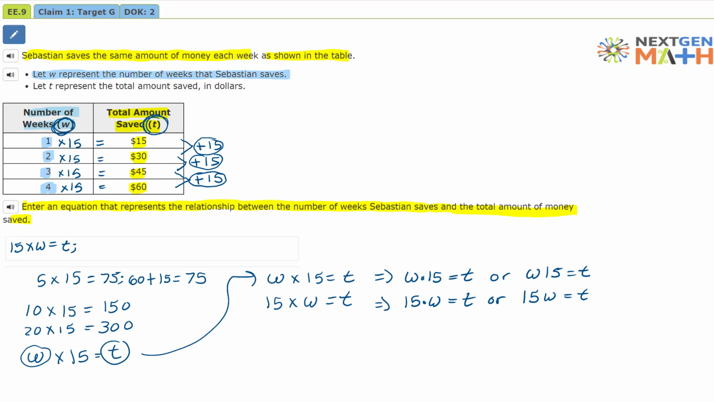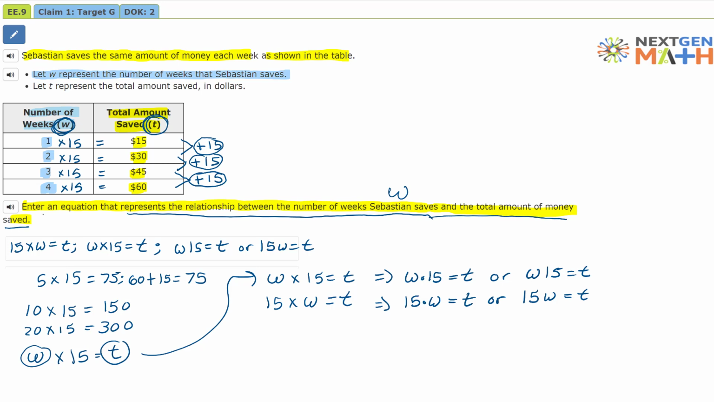You could also do W times 15 equals T. And we can use W15 equals T, or 15W equals T. Many different ways in which we could enter an equation that represents what? The relationship between the number of weeks Sebastian saves, which is W, and the total amount of money saved, and that amount is T.